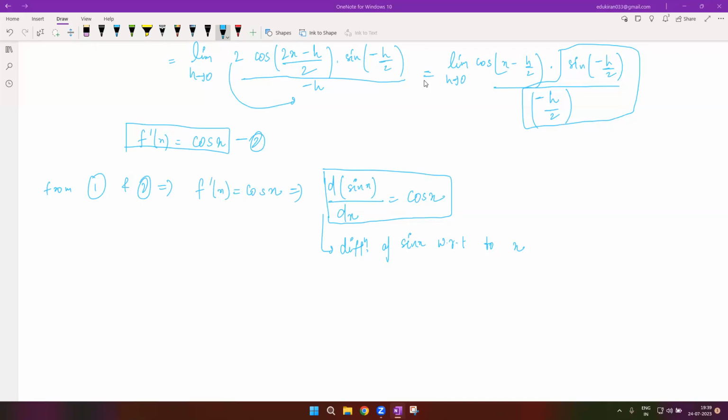Now, with the help of this first principle of differentiation or right hand derivative and left hand derivative, we have created a lot of formulae. So we will be using these formulae directly. So let's start with formulae of differentiation.